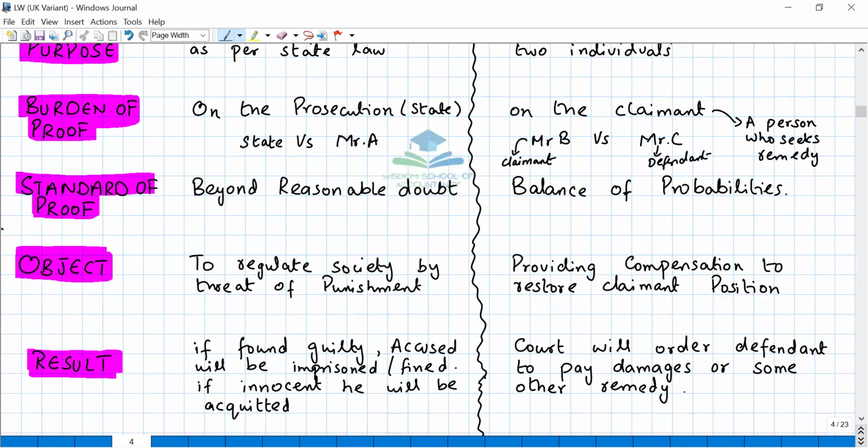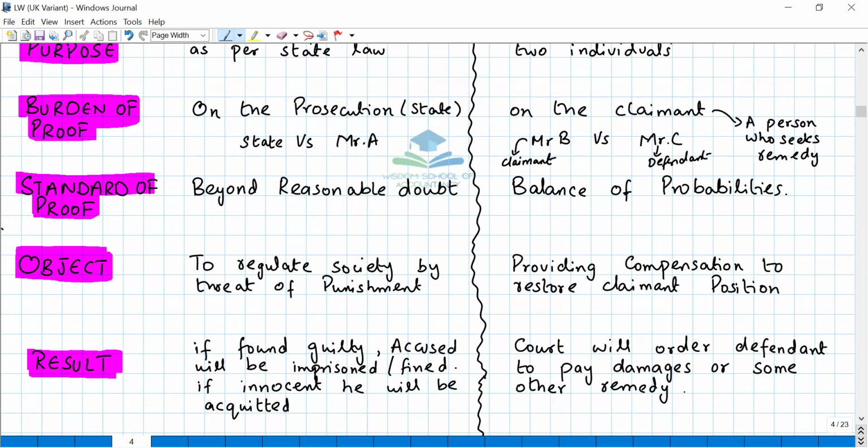Object basically means the reason, or what we want from the criminal law. The purpose and object are kind of the same. The object is to regulate society by threat of punishment. The object of criminal law is to regulate the behavior of the people by threatening them that if you commit a crime, we will punish you. The object of criminal law is not that we want to punish the people. No, the object is that we want to regulate the behavior of the people by threatening them that if you do something wrong, we will punish you.